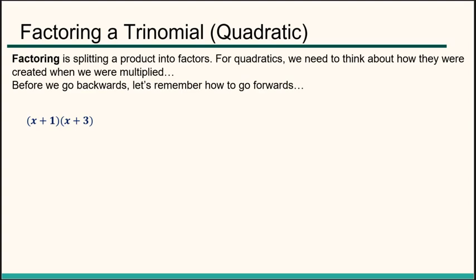Let's just take one. Like x plus 1 times x plus 3. If you'll remember, I had to distribute the x, and I got x squared plus 3x. Then I had to distribute the 1, and I got 1x plus 3. I added my like terms, and I got x squared plus 4x plus 3. It is those like terms that get added that causes the problem.